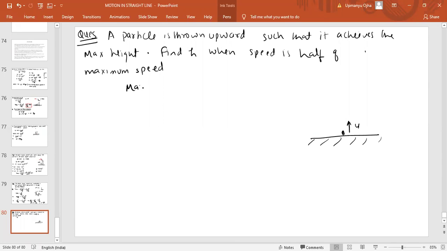So maximum speed is u. Okay. Now you have to find the height h where the speed is half the maximum speed. So we have to find that point. Let us suppose at point A the velocity is half the maximum speed. Half the maximum speed will be how much? U by 2. So at point A the speed of the particle is u by 2. Let us suppose that height is h.